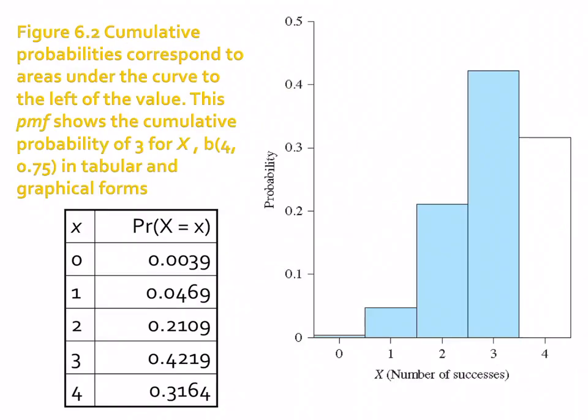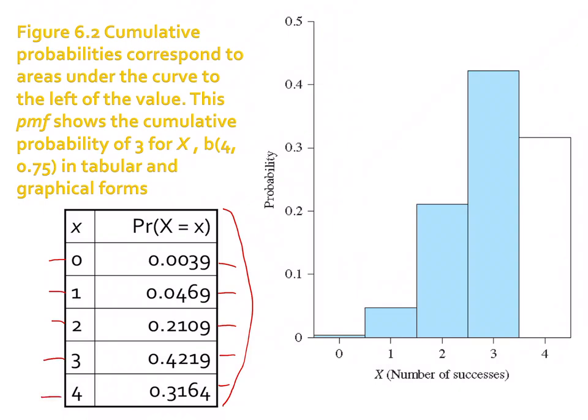And continuing on, here, this is in figure 6.2, the cumulative probabilities corresponding to the area under the curve to the left of the value. This PMF shows the cumulative probability of 3 for X, binomial with n equals 4 and probability 0.75, in tabular and graphical form. So this we have seen before in the book. These are the probabilities of success for 0, 1, 2, 3, 4, and here's the graphical representation of it.